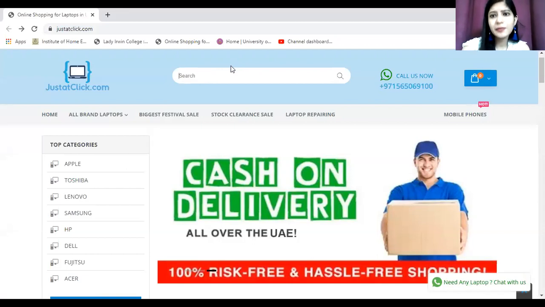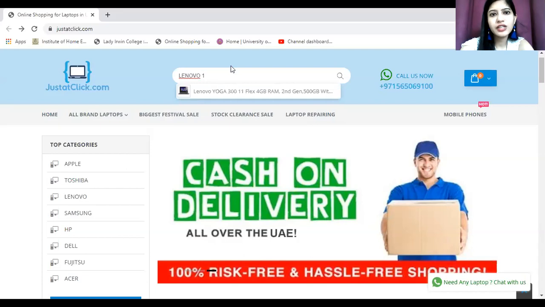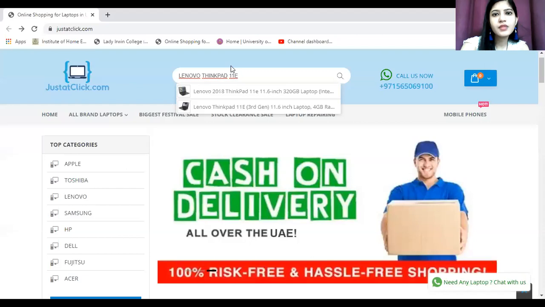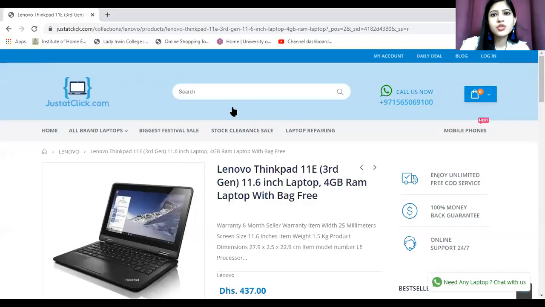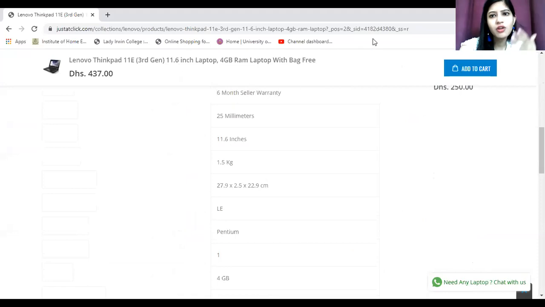Either you can write ThinkPad 11E here, or you can also write Lenovo. The full name could also be specified. Since I am writing Lenovo ThinkPad 11E here, I get to see that it is the third generation. So this is the result of our search, and when we check the results, we see a small description at the top and at the end also.